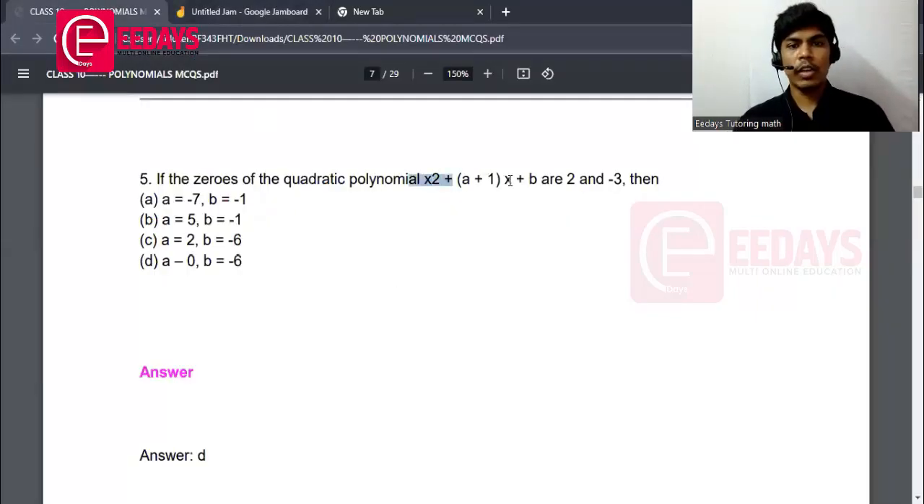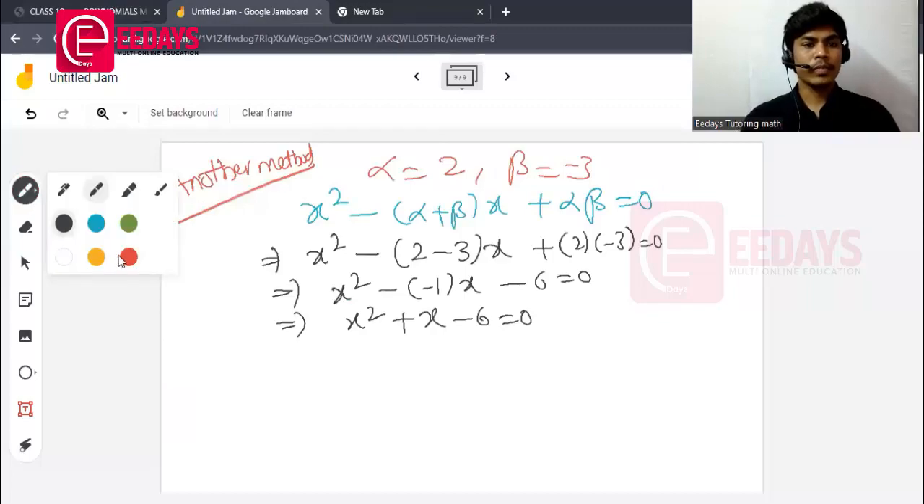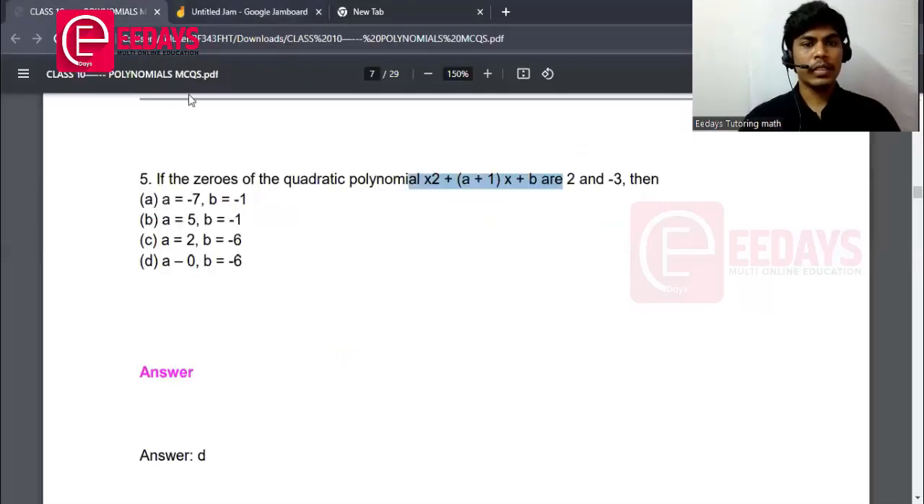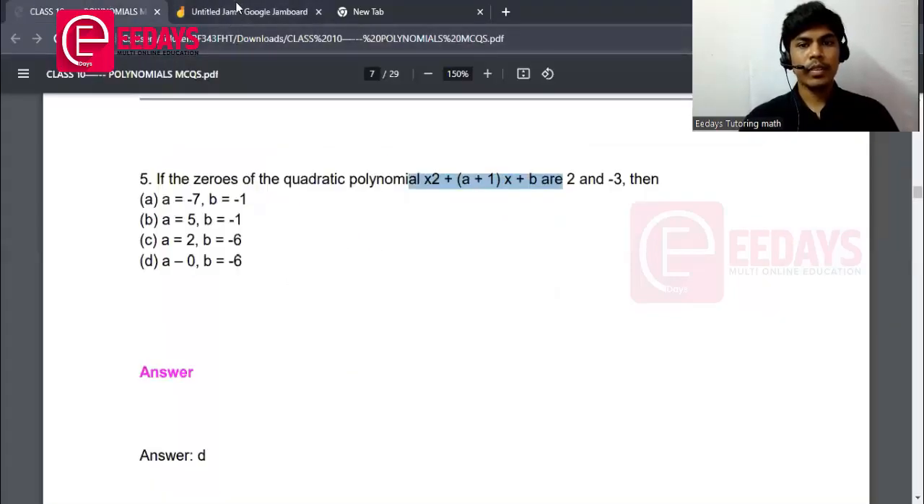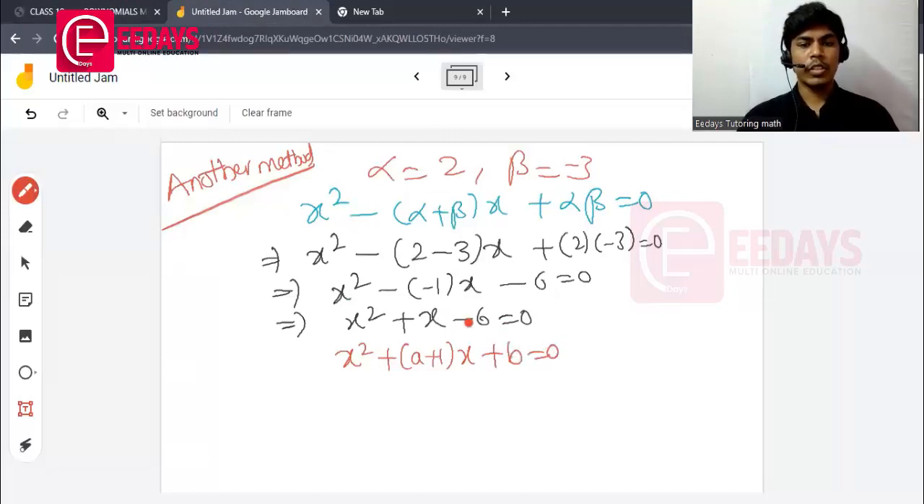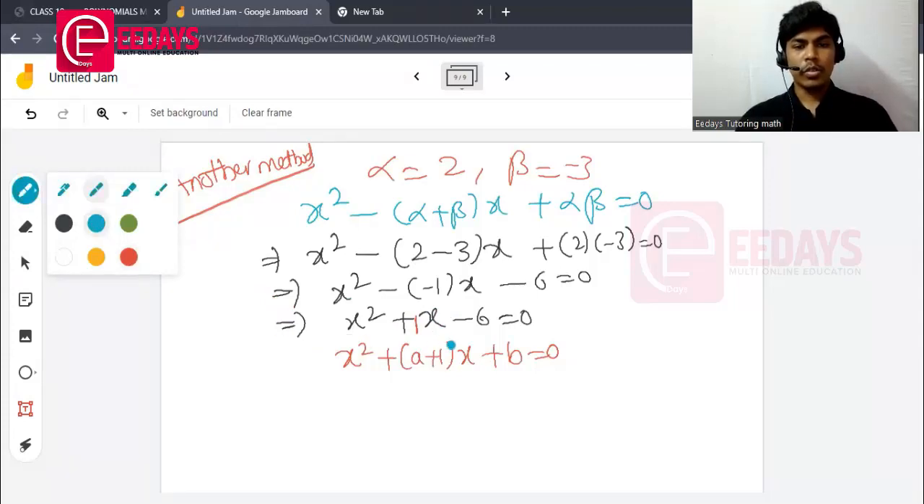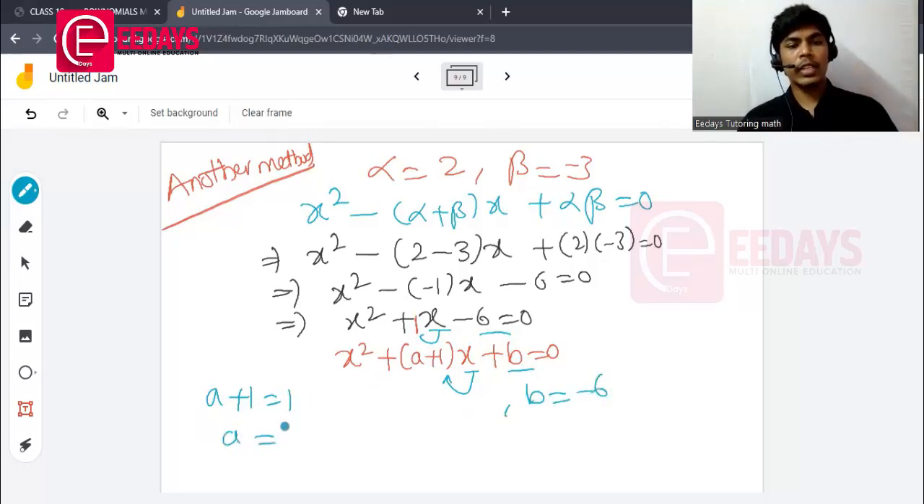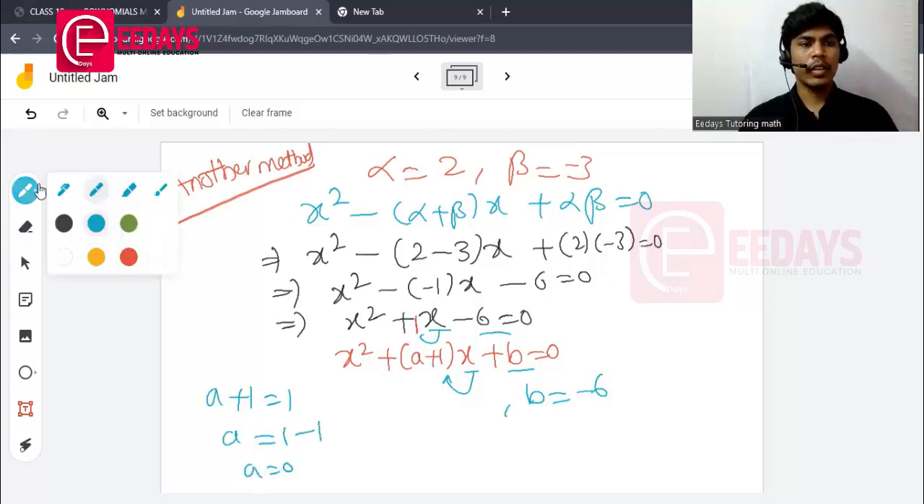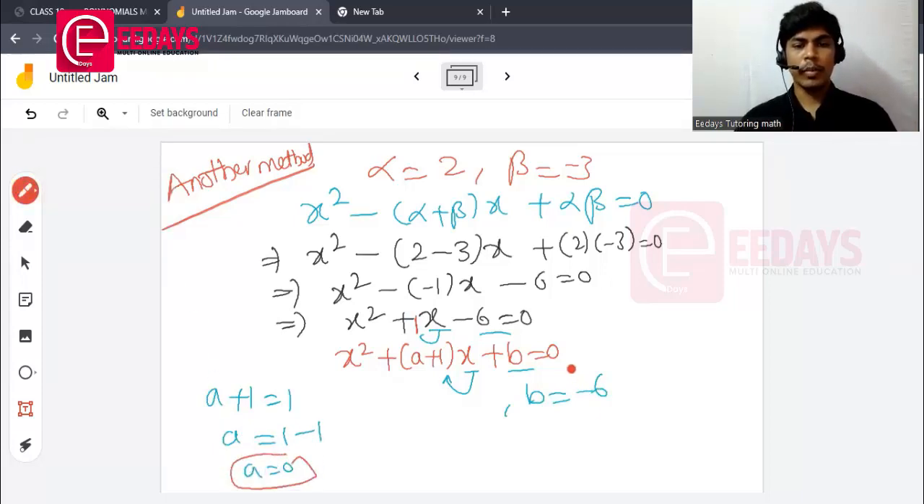You just compare with the question. What is the question they gave? X square plus a plus 1 into x plus b is equal to 0. Nothing else, you can take 1 here. So you just compare with the general form. Coefficient of x is 1 here. Coefficient of x is a plus 1. So that's why a plus 1 is equal to 1. And the constant term b is equal to minus 6. So a is equal to 1 minus 1, which is 0. Similarly, we are getting a is equal to 0 and b is equal to minus 6 over there.